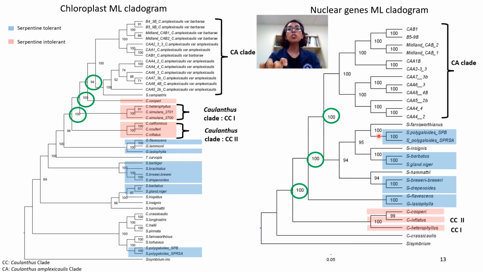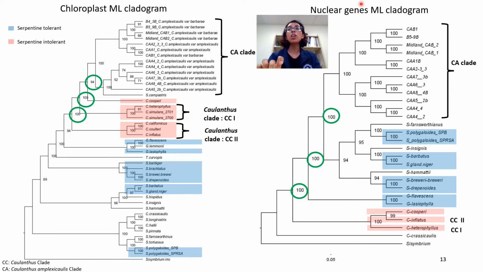I was able to build a nuclear phylogeny using single nucleotide polymorphisms in their nuclear genome, and I was able to resolve most of the clades with higher support. When compared to the chloroplast phylogeny, I saw that the nuclear phylogeny is discordant. Here the serpentine intolerant Caulanthus clade is distantly related to CAB and CAA, and the closest related clade to CAB and CAA is a Streptanthus clade that has several serpentine tolerant taxa.